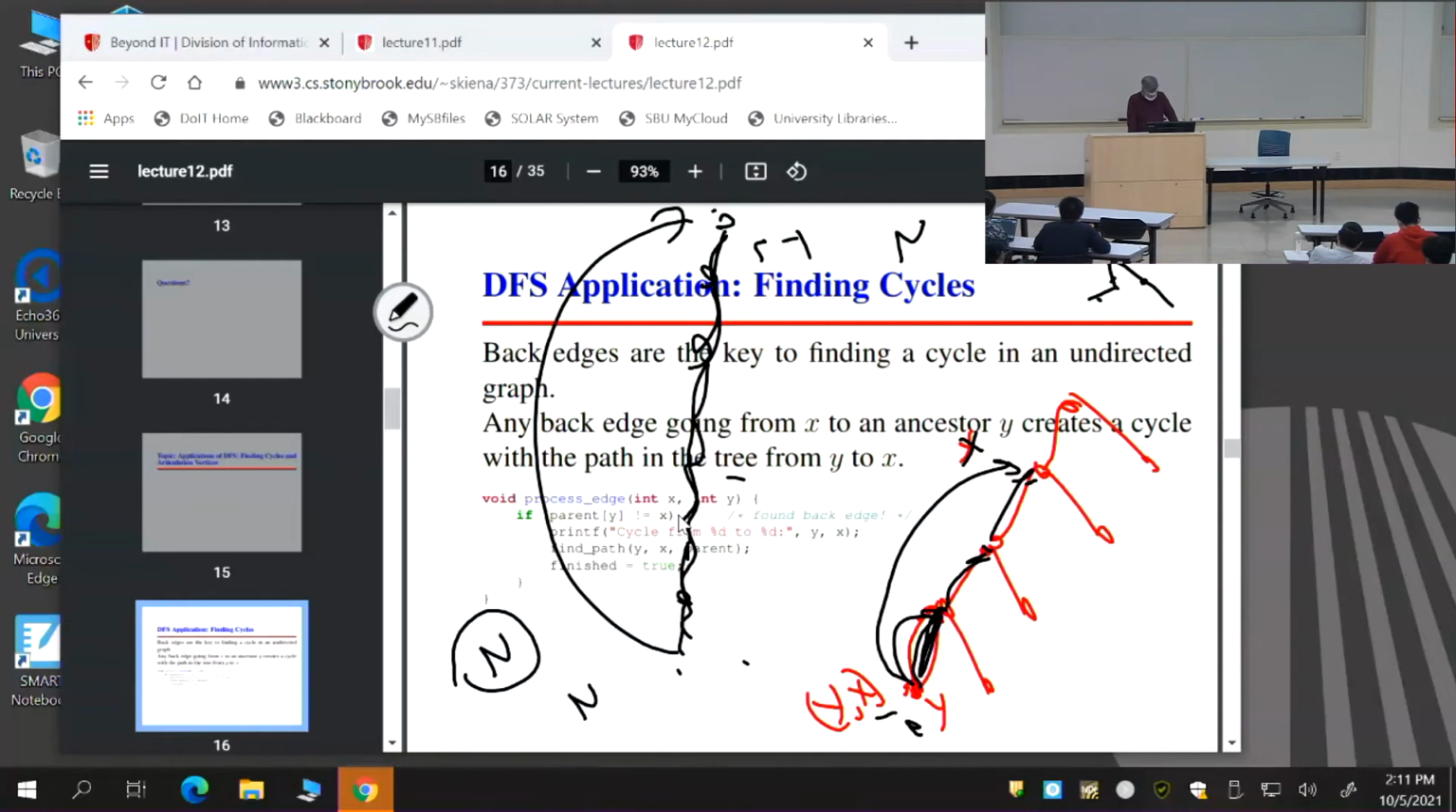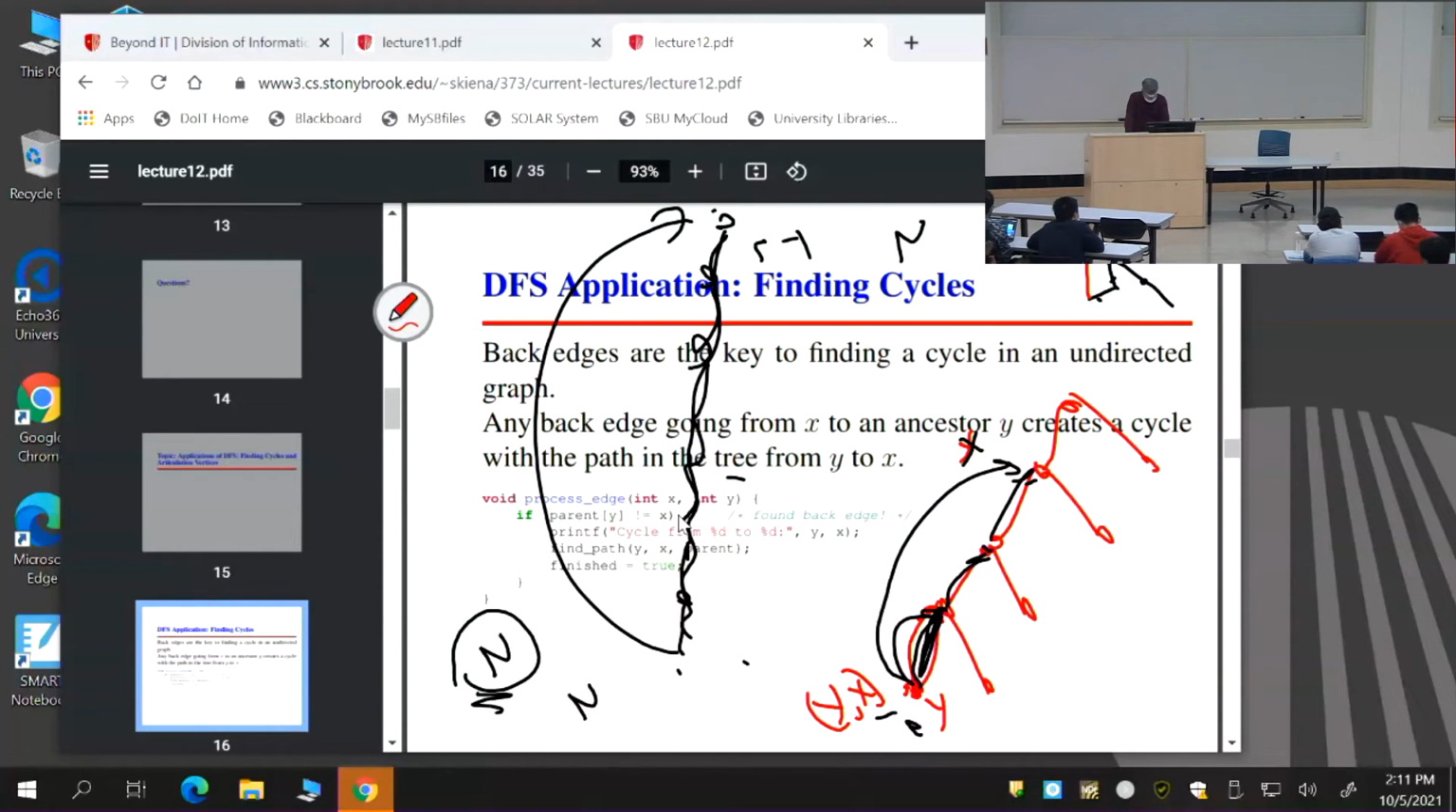So what's the point? By the time you look at your nth edge, you are going to see a back edge. Does everybody see that? You can have at most n minus 1 edges discovering things. Every edge is either going to discover something or it's going to be a back edge. You are going to hit a back edge by the nth edge that you explore.